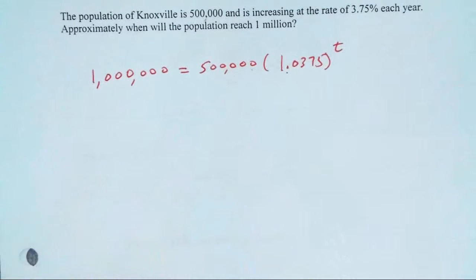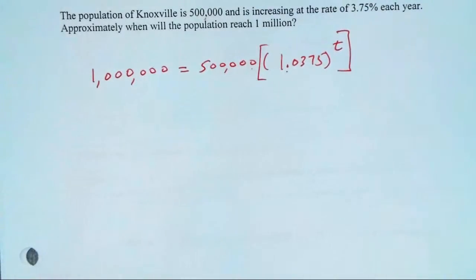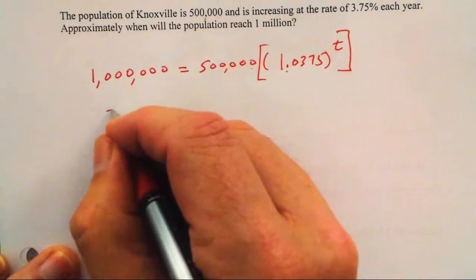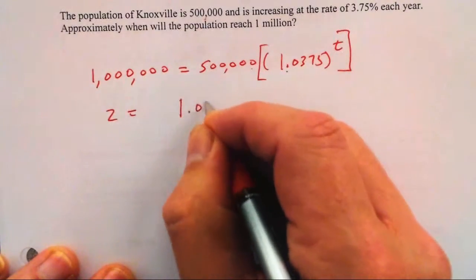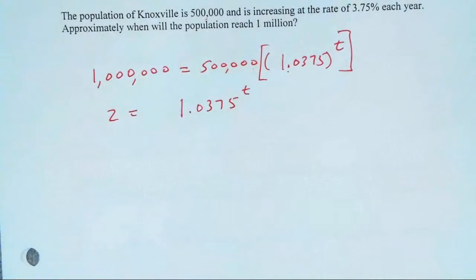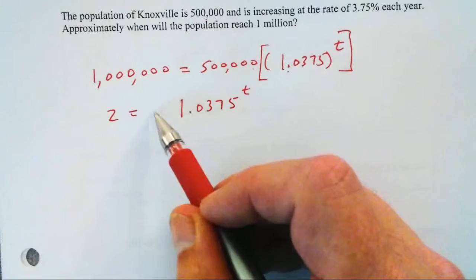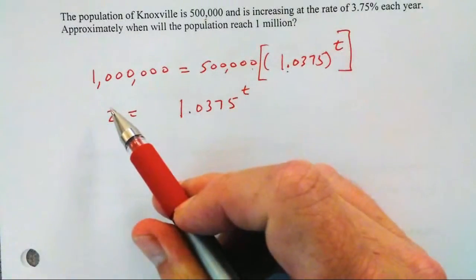Time for logarithms? Not yet. You can do it, but you're making your work a lot harder. I want to isolate the exponential. Divide by 500,000, and I get 2 equals 1.0375 to the t. Is that all right? Which, if you consider there could really be a 1 in front of here, means the same time it would take a town to grow from 1 to 2 is the same time as 500,000 to 1 million.